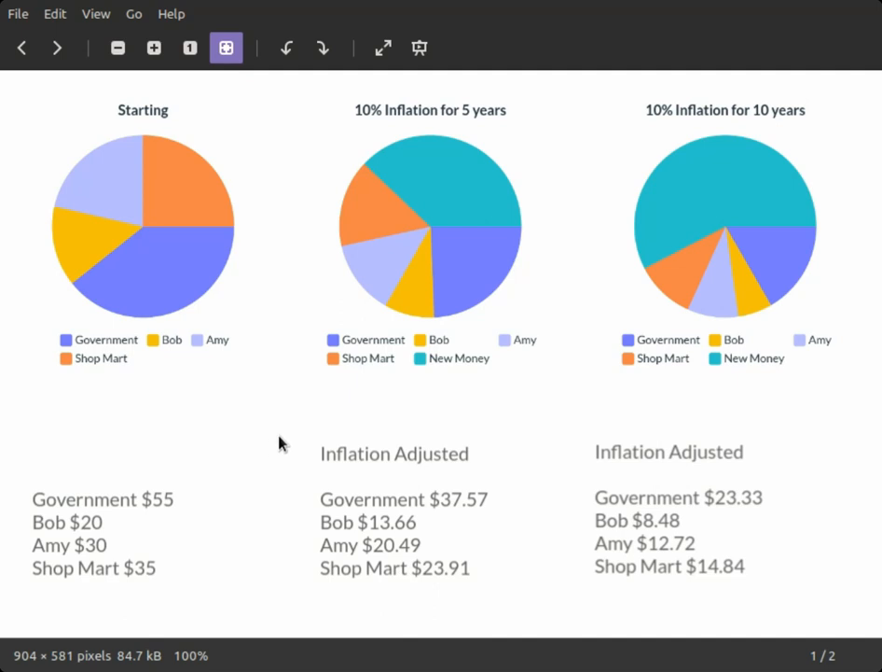Okay. So what happens when, say, the government wants way more money? It's already taxing Bob and Amy and ShopMart quite a bit here to get all this money. It's taking up a pretty good percentage of the economy, but it wants some more money. So it's gonna inflate the currency. It's just gonna print some more money, about 10% of the total supply every year for the next 5 years. And I've just marked the new money separately out here in its own little piece of the pie.